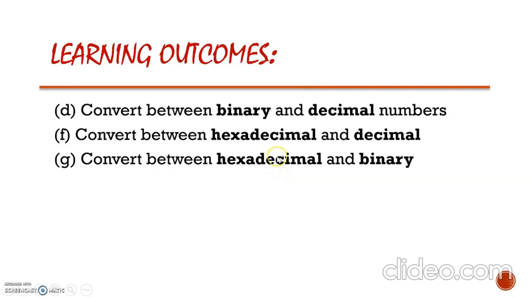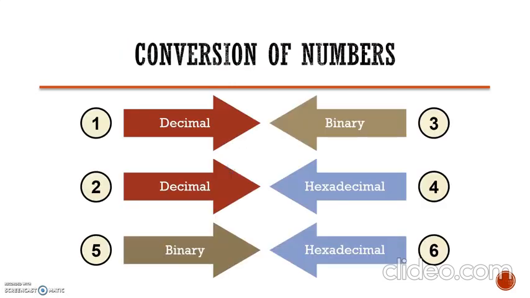So here we still have 3 learning outcomes to cover. All of them are to convert between numbers. We have 3 numbers that we cover in this course, that is binary numbers, decimal numbers and hexadecimal numbers. So I'm going to explain to you in my approach, in this sequence.